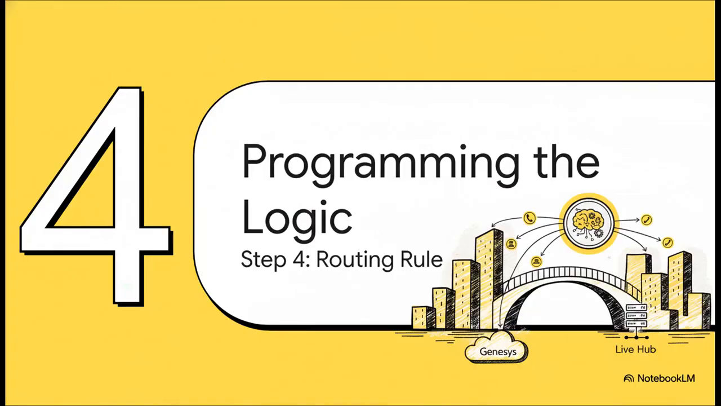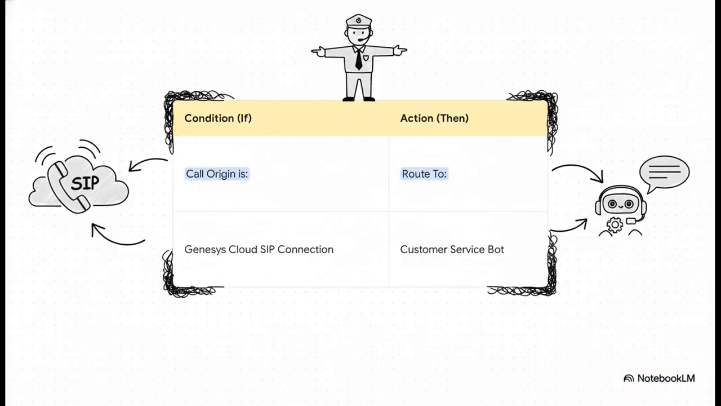Awesome. Okay, let's take stock. The foundation's down, the phone number is live, and our bridge is officially built and connecting both sides. Now we just need to be the traffic director. We have to tell LiveHub what to do with calls that come across our new Genesys bridge. A routing rule is basically the traffic cop for all your calls, and it's really just a simple if-then kind of deal. I mean, look at this table. It's super straightforward. If a call is coming from where? Our new Genesys Cloud SIP connection. Then what do? We send it straight to our customer service bot. That's it. This one little rule is the brain that connects all the pieces we just spent our time building.